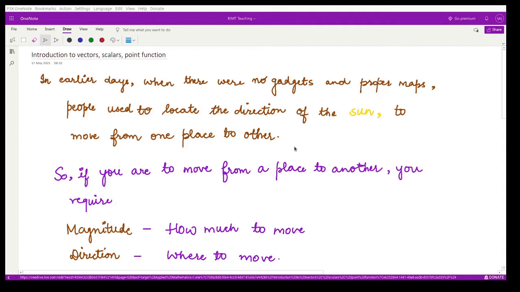Here we'll be starting with vectors and vector calculus. First of all, you should know what is a vector quantity and scalars, right? So I'm starting it like this.